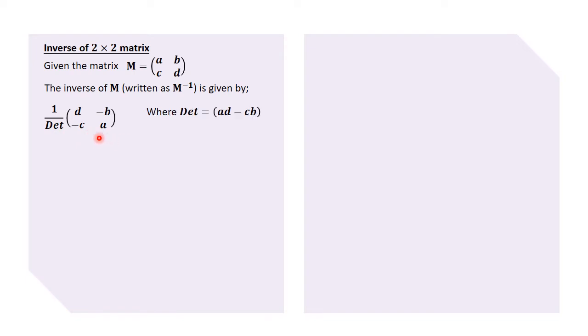And I'll explain that. Det is the determinant, which is just the product of the elements on the leading diagonal minus the product of the other elements, B and C. And we said that in the previous lesson.